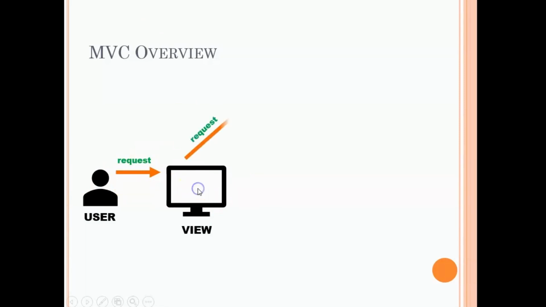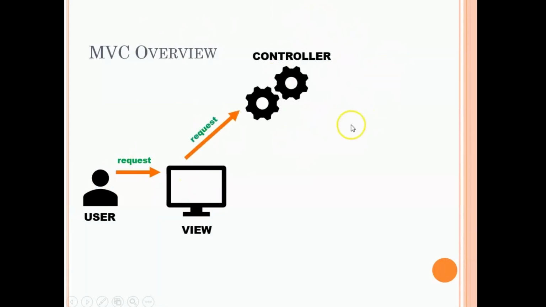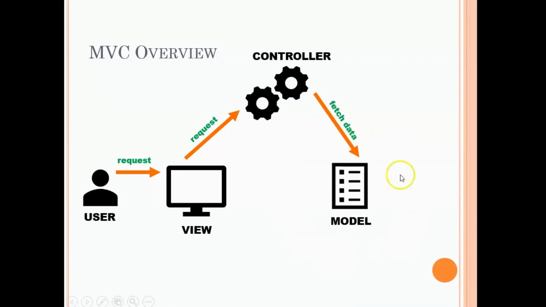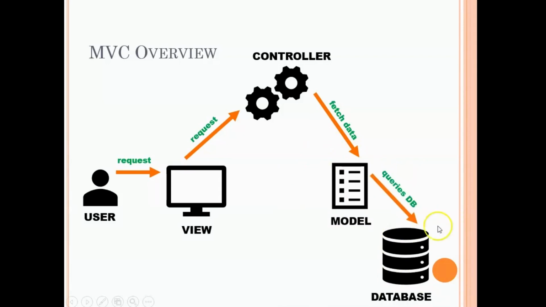This request, the view then forwards to the controller. The controller here determines for which exact module or for which exact API the request is, and it forwards that request to the appropriate API. Then that API, or basically that service module, works and tries to fetch the data with the help of the model. So what does the model do? It goes and talks to the database. It queries the database and gets the data from the database.